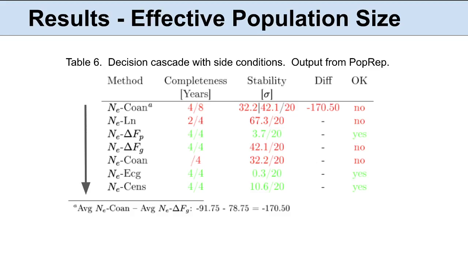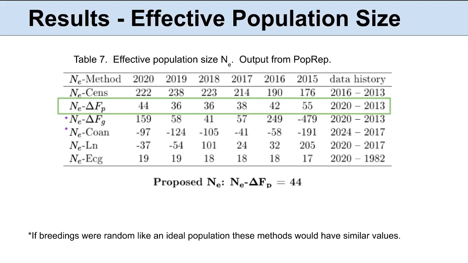So when we do all of these methods, look at all the completeness, stability, side conditions, what we determine is that our best method for determining effective population size is the delta FP method, which, if you look over these years, in 2015 we had an effective population size of 55. In 2016, we had an effective population size of 42. In 2017, we had an effective population size of 38. In 2018, 36. 2019, 36.